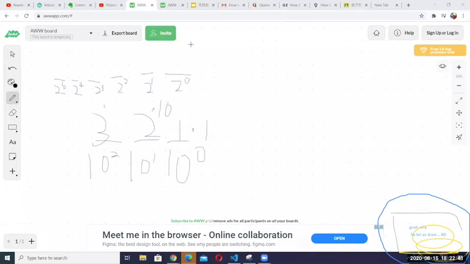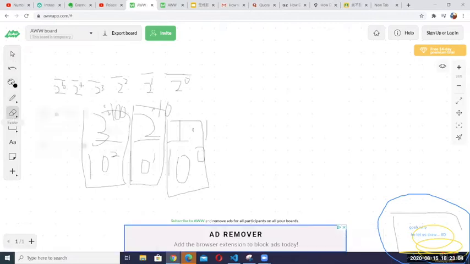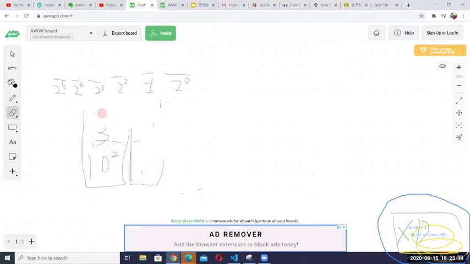This unit here is actually 3 multiplied by 100, right? Fairly simple. It's just this digit multiplied by 10 to whatever power: the unit digit 10 to the power of 0, this 10 to the power of 1, and this 10 to the power of 2. So that's how decimal works.